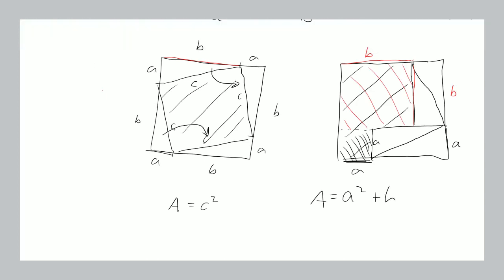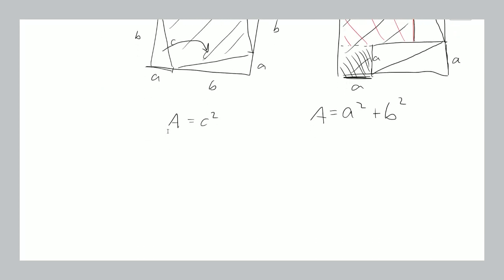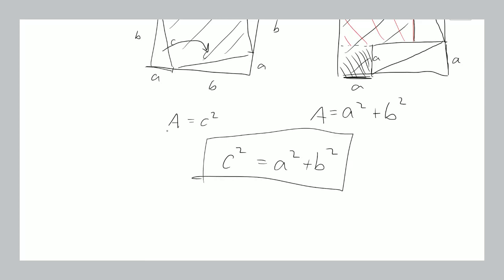And we know these two areas have to be equal to each other because it's the area that the triangles don't take up. So what you have then is C squared equals A squared plus B squared. And that's it. That's why the Pythagorean theorem is what it is. You don't just have to believe it now. Now you know why it's true.